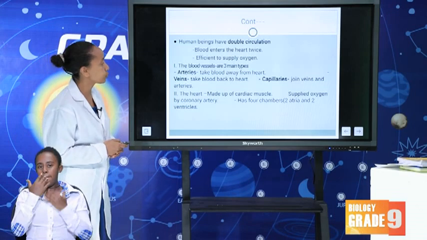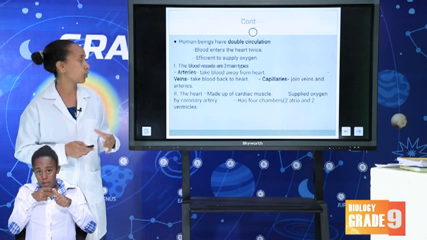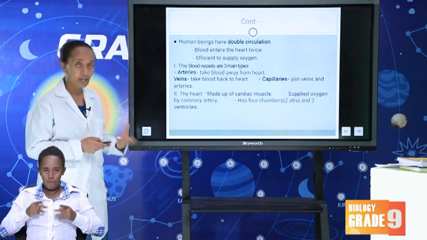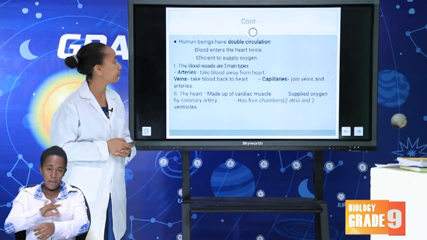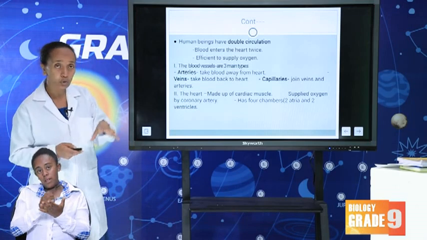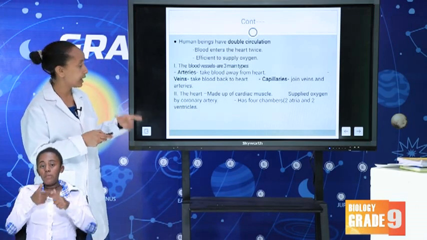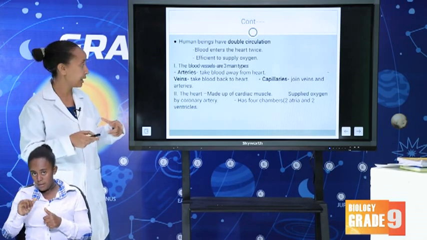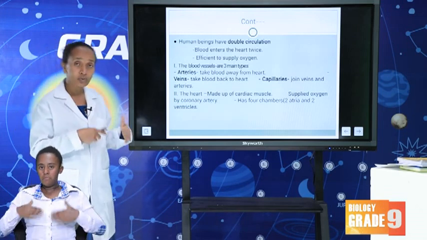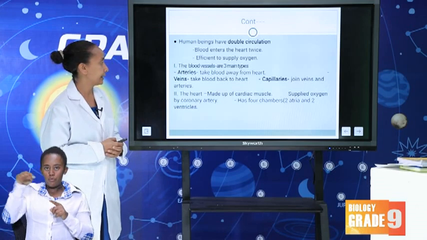The first one, the arteries, are known for taking blood from the heart to different parts of our body. The veins, which are the second type of blood vessels, are known for taking blood back to the heart. That means the arteries take blood to the body parts, and on the contrary, the veins return blood back to the heart.